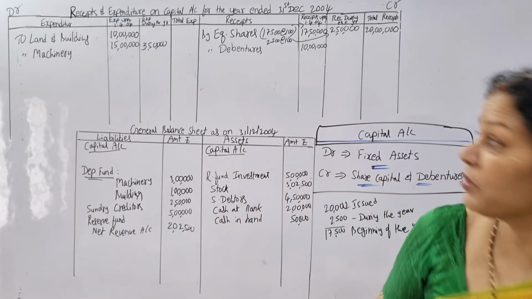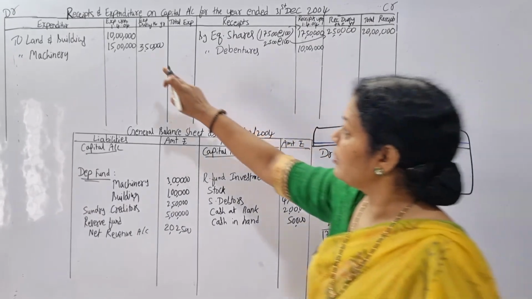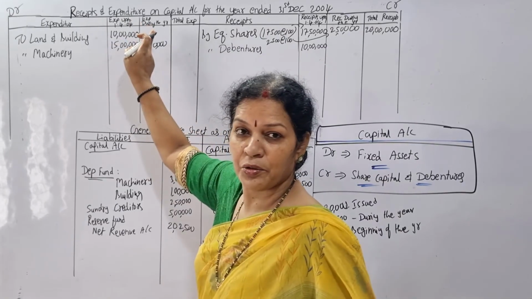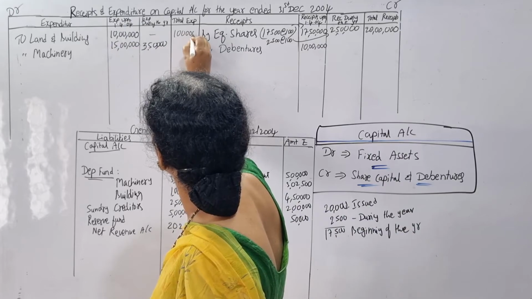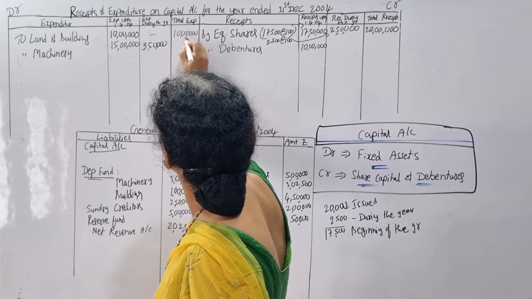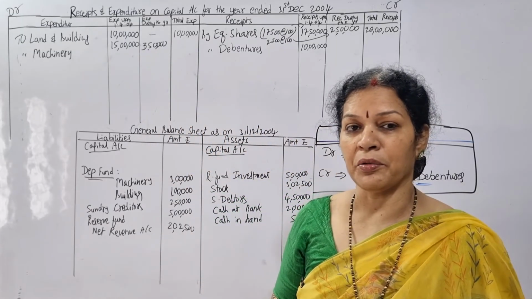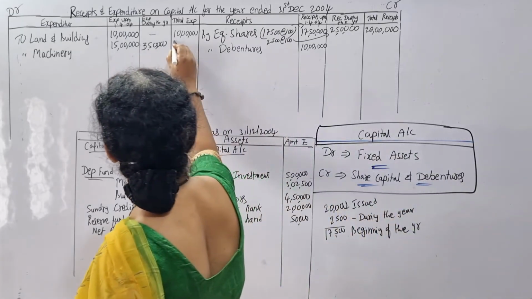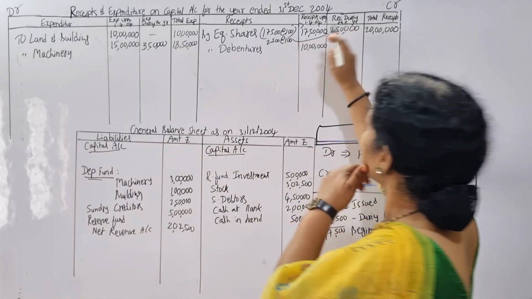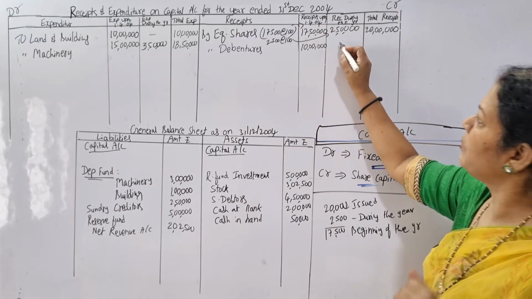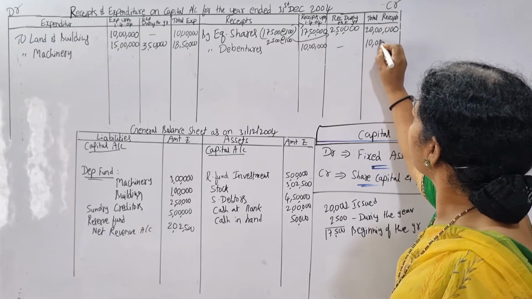So what we do? We'll close the accounts first. Let's focus on the capital account. Capital account is here. Beginning of the year 10 lakh. During the year nothing is there. So total it is 10 lakh land and building. And here 15 lakh plus during the year 3 lakh 50,000, so it is 18 lakh 50,000. In the same way here, debentures during the year nothing is there, so together it is the same, 10 lakh.